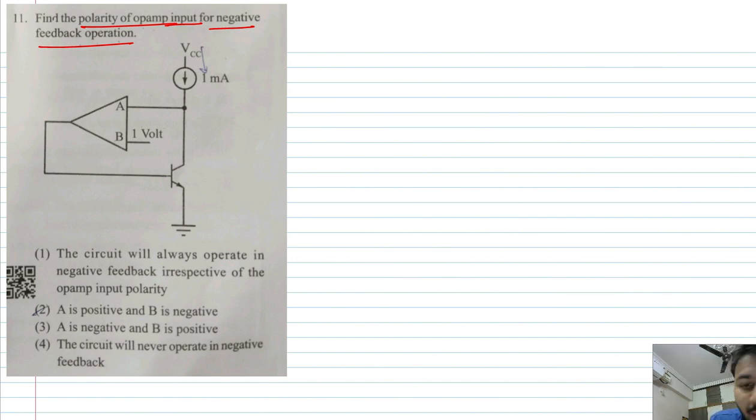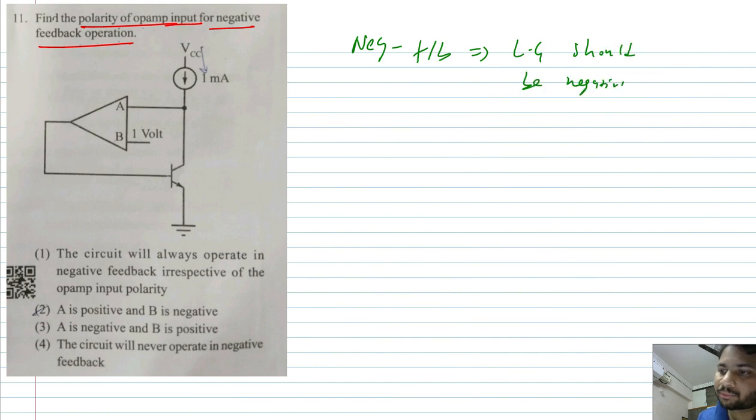So you have to decide which one should be plus and which one should be minus, such that the circuit will have negative feedback. Again, this is based on a very simple fact that for negative feedback, the loop gain should be negative. Obviously, for positive feedback, the loop gain should be positive and so on. And loop gain, as I always say in the class, is the gain around the loop. So if the loop gain is negative, then only the overall circuit will have negative feedback.